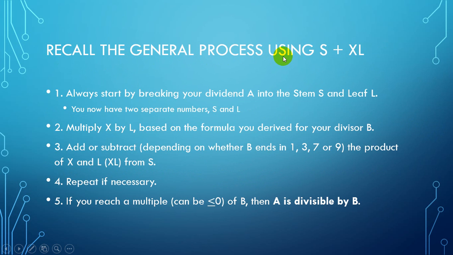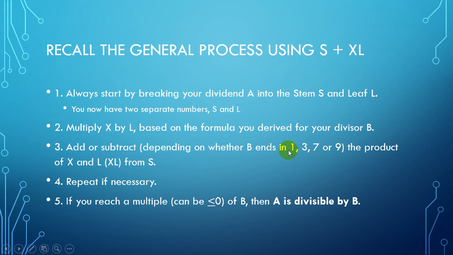So recall the general process using S plus XL. This was done in the video tutorial of 7 and 11 and 8. But 7 and 11 we actually used this. 8 was a different method. Always start by breaking apart your dividend A into the stem and leaf. So you have two separate numbers. We'll call it stem S and the leaf L. So you perform some operation that ultimately involves multiplying whatever X is times the leaf, L, based on the formula that you derived for your specific divisor, like 11, 21, 31. Then you do something to that. You're going to either add or subtract, depending on, in the cases of 3 and 9, you're going to add, in 1 and 7, you're going to subtract.